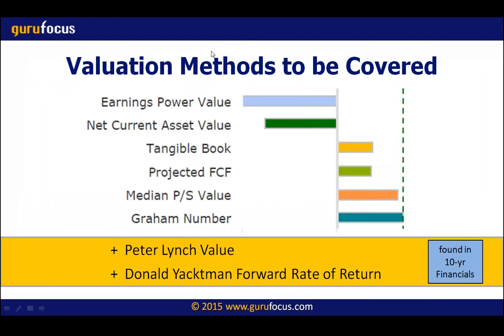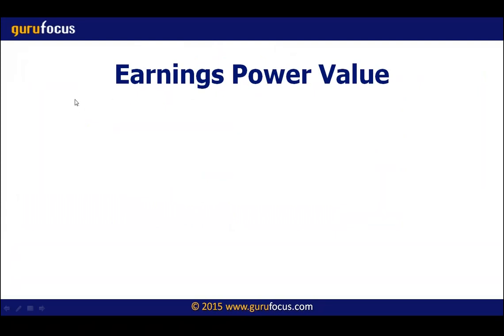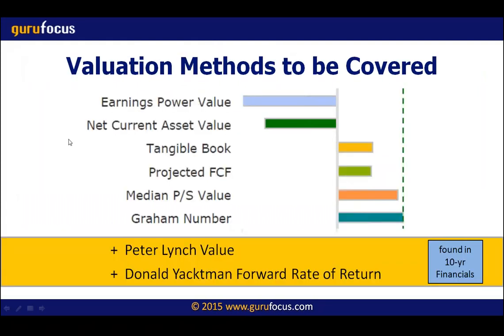So here's what we're going to cover. We're going to cover everything that the website shows next to those top stocks and two more. Okay, so it's going to be the earnings power value, net current asset value, tangible book, projected free cash flow, median price per sales value, the Graham number. Then also going to show you the Peter Lynch value and the Donald Yacktman rate of return, as well as discounted cash flow as well. So let's go ahead and dig through these.